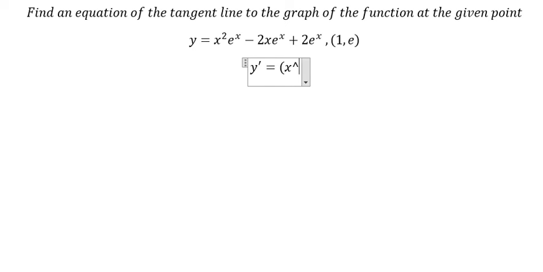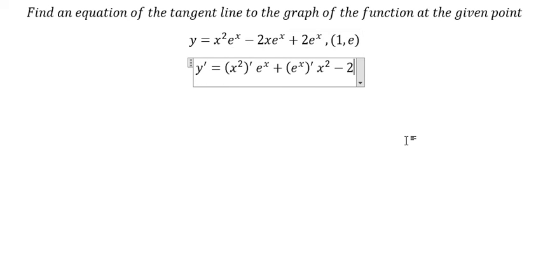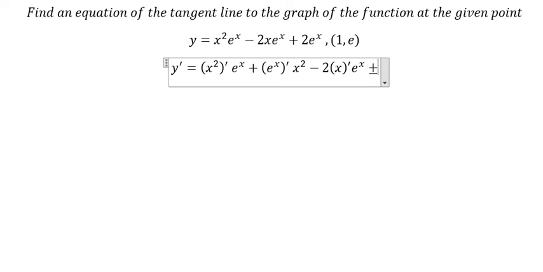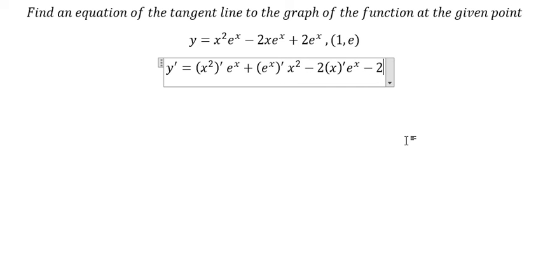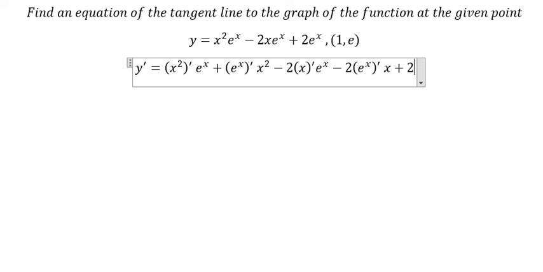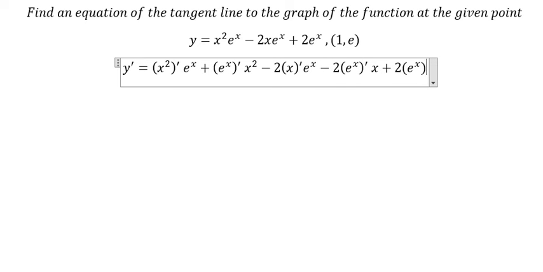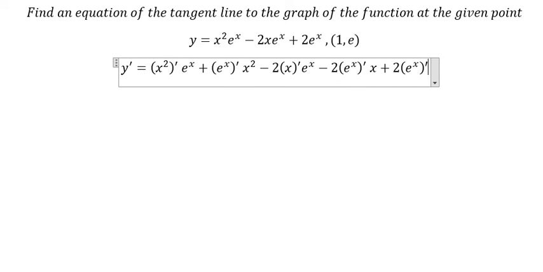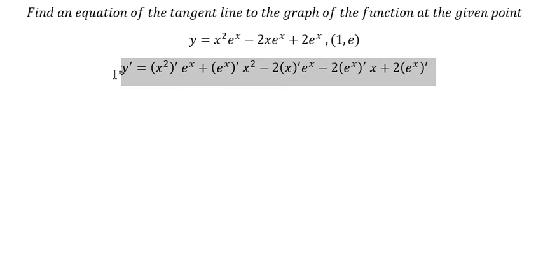So I will first do the derivative of s squared multiplied by e to the power of s. Later, we do the derivative of e to the power of s multiplied by s squared. Similar for the next one. Now we need to simplify.